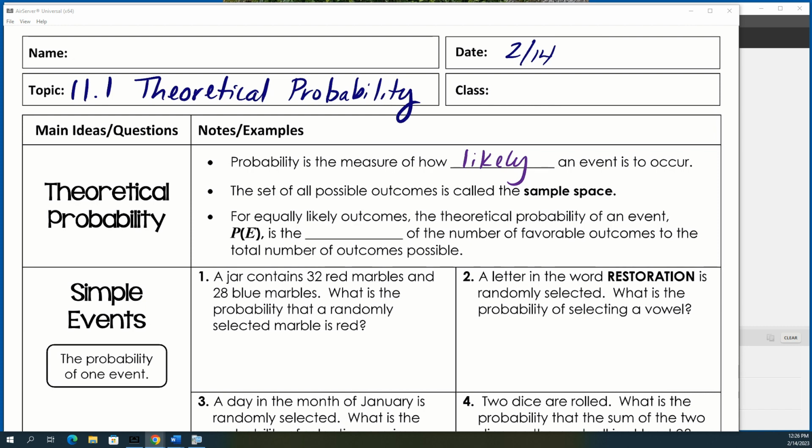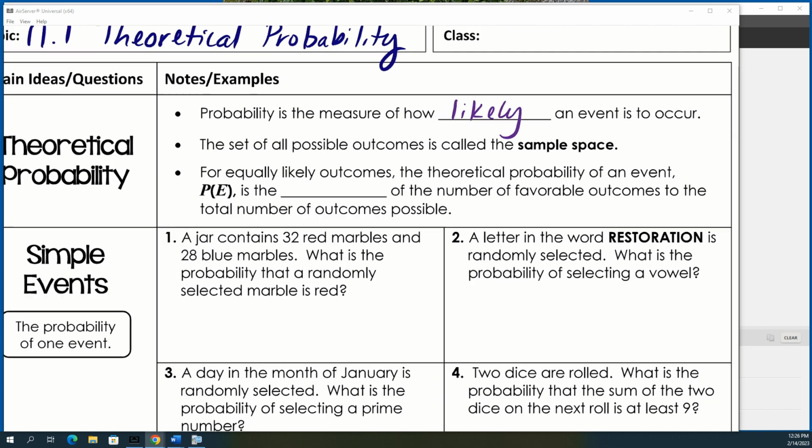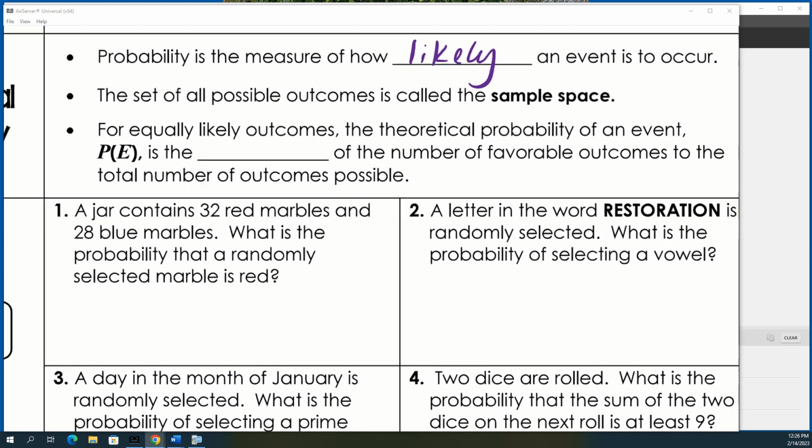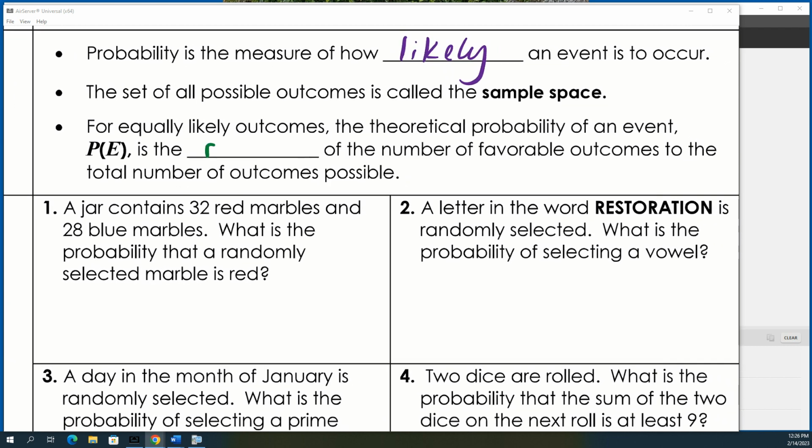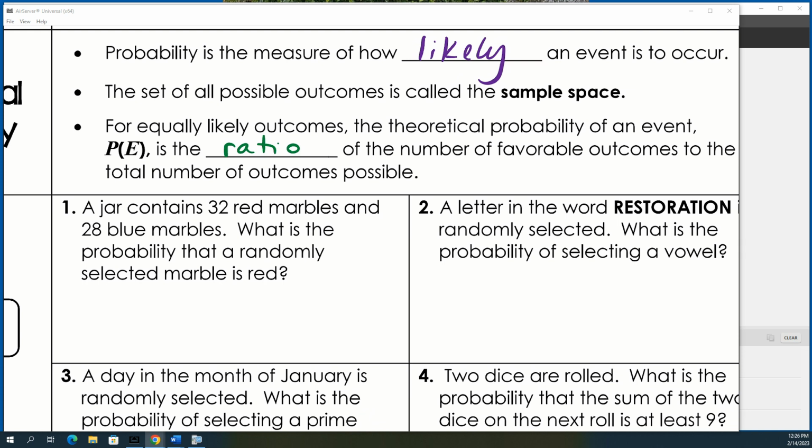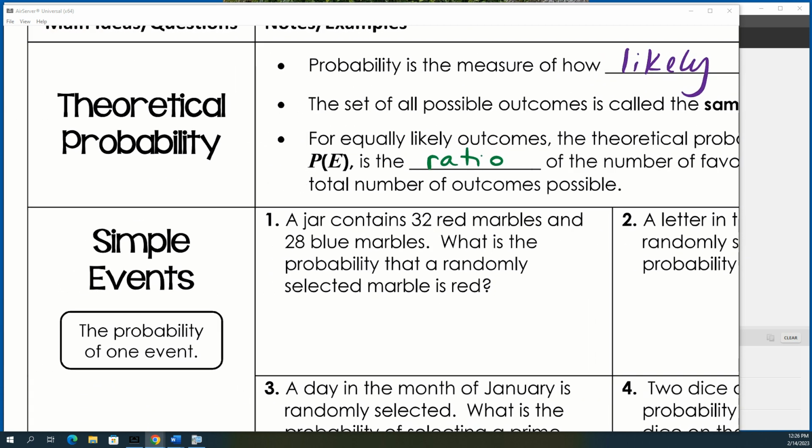And for equally likely outcomes, the theoretical probability of an event is the ratio of the number of favorable outcomes to the number of total outcomes. So when you see the word ratio in math, almost always it means a fraction. Not always, but almost always.